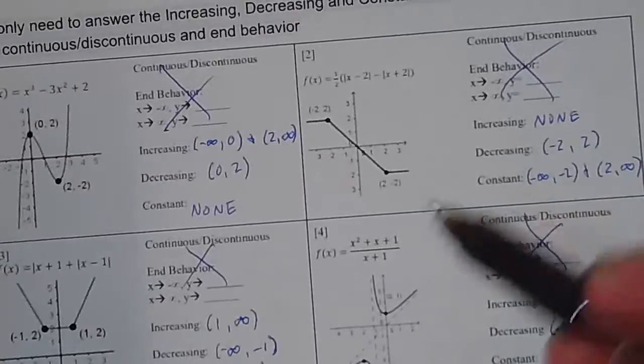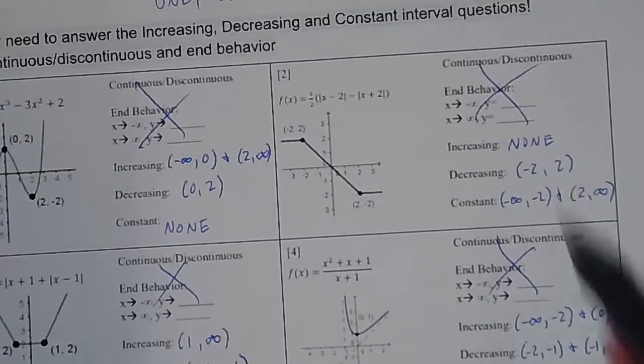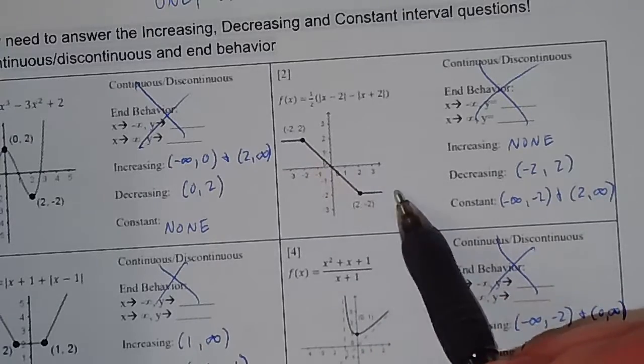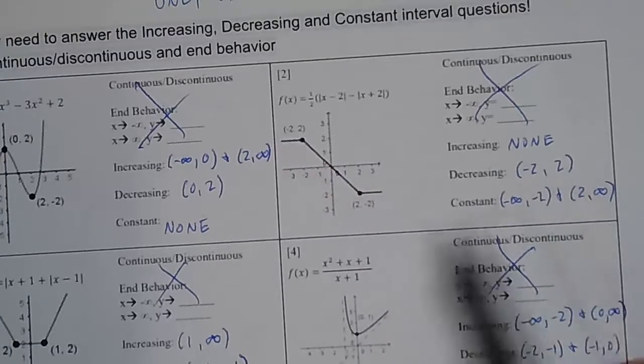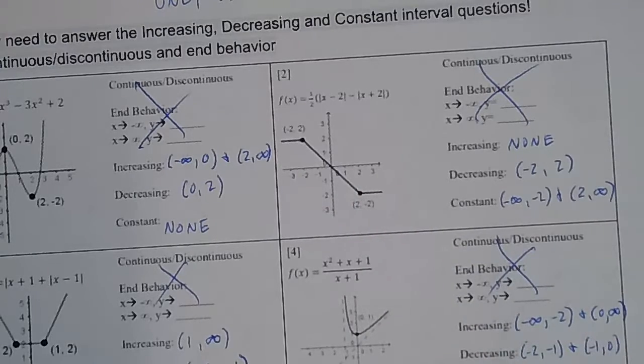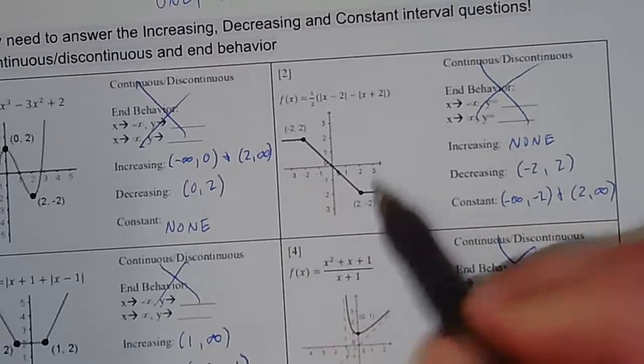Here's a good example with what we call some constant areas. So again, this never increases. It's always either constant or decreasing. So it has one small decreasing interval from -2 to 2. And then two intervals where it stays constant or stays flat. That's this one and this one.